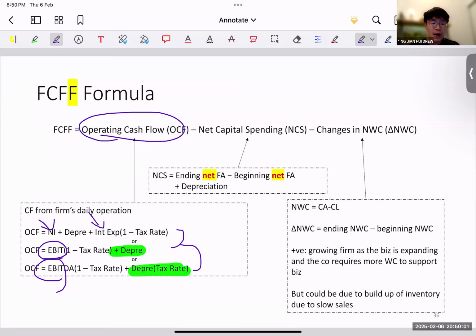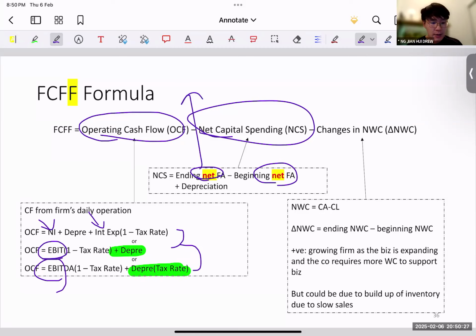But now moving on to our net capital spend. So net capital spend is how much is being spent on capex. To do that, you can use your ending net FA minus your beginning net FA. So what's happening here? What's FA? FA is fixed assets. So let's say you have a value of fixed assets of 100 at the end, and at the beginning you have 80. In that sense, you have bought $20 worth of fixed assets.